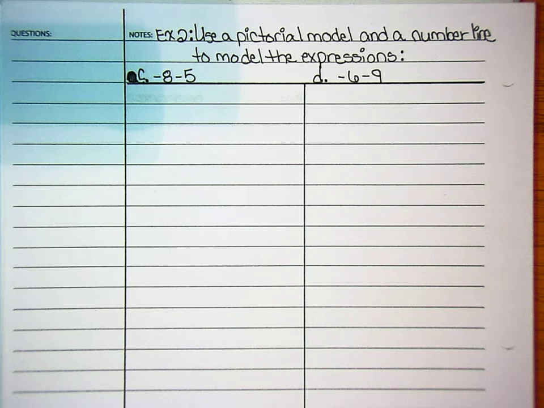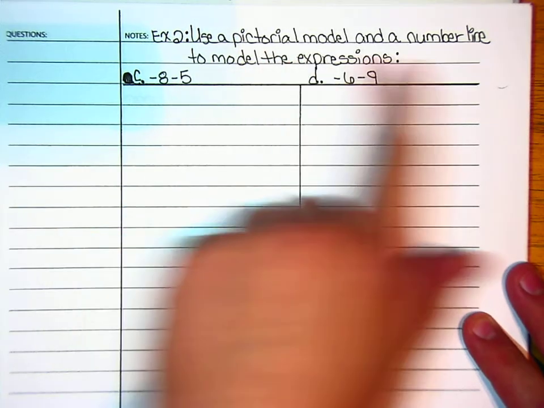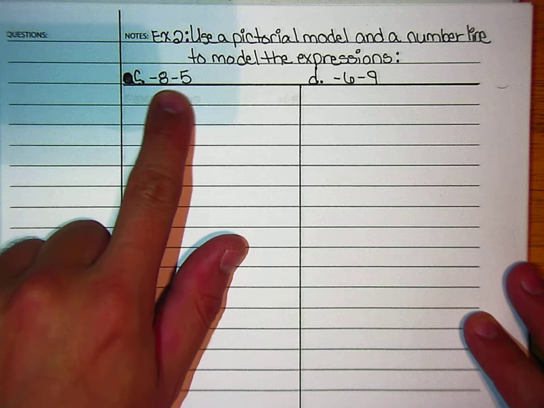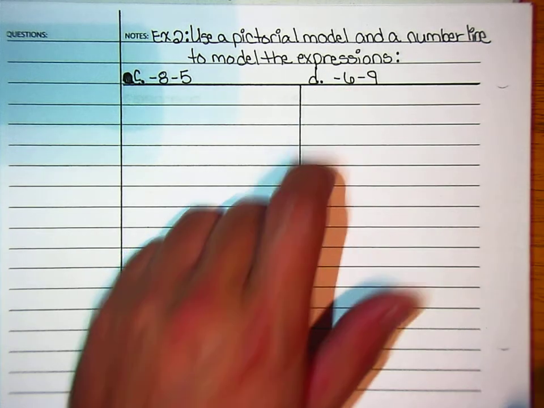Alright, this is part 2 of our subtraction of integers examples. Here we have, for example, to use a pictorial model and a number line to model the expressions. C is -8 minus 5 and D is -6 minus 9. Let's go ahead and begin with expression C, and just as before we'll begin modeling it with the integer circles.